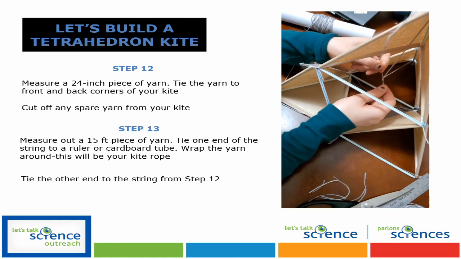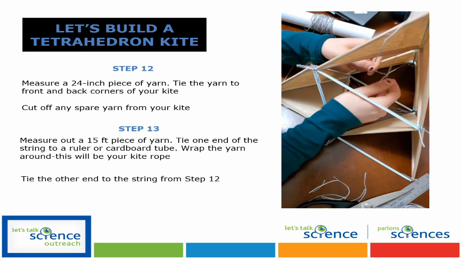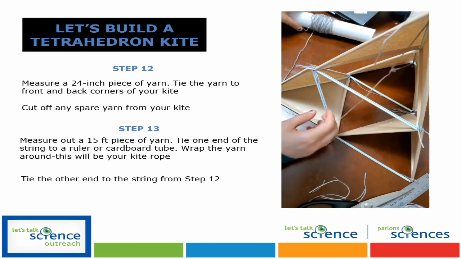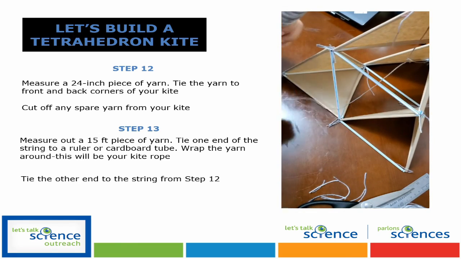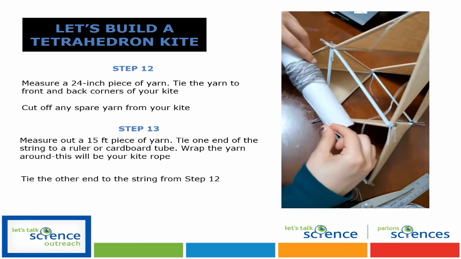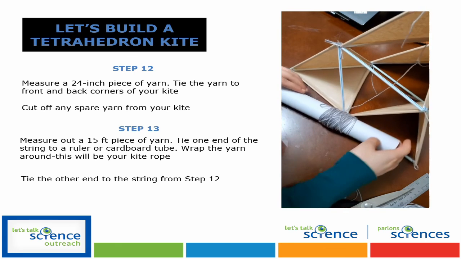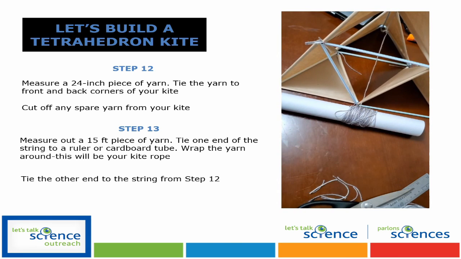The other end of the string can be knotted to the 24-inch piece of yarn that we looped from the front to the back of the kite. And there you have it, a completed kite. All that's left to do now is to go test it outdoors.